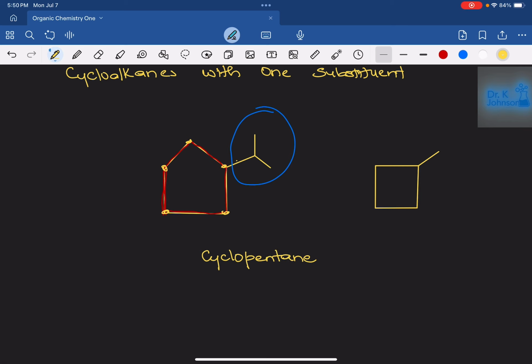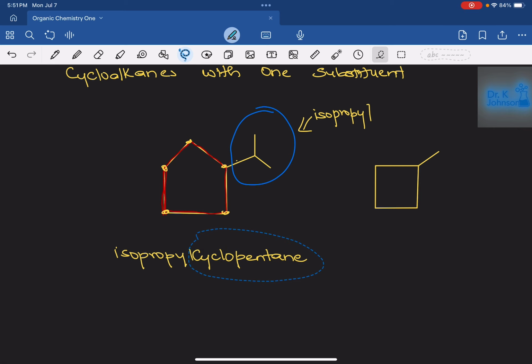And then you name your one substituent. This substituent right here is isopropyl. If you have forgotten how I got isopropyl, go back and review common names. So the name of this structure would be isopropyl, one word, isopropylcyclopentane. Let's look at the next example I have here.